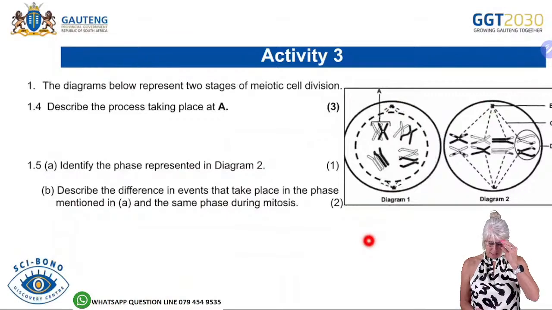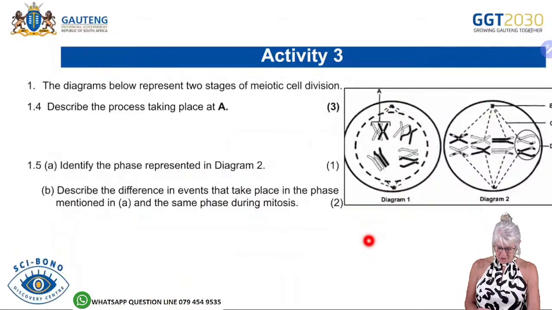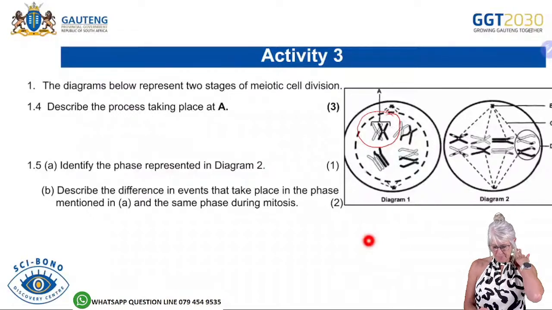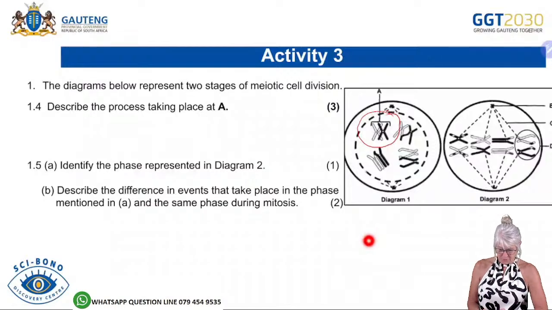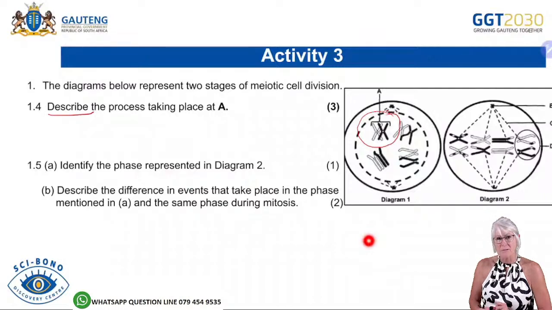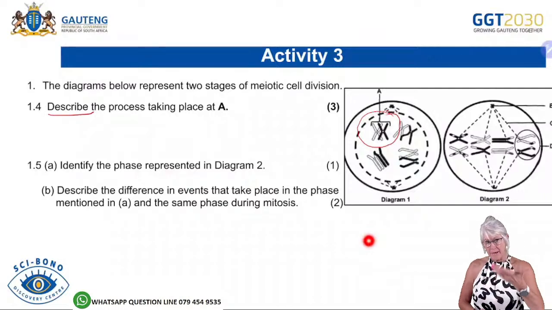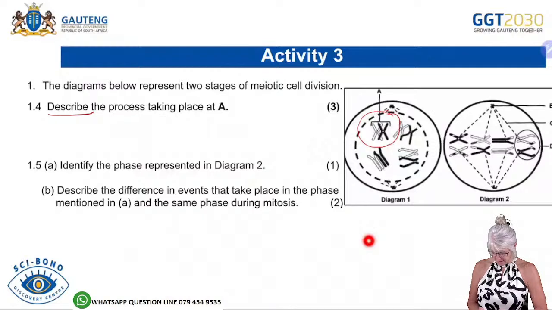Okay, so the same diagrams, the next question they ask us is, what is taking place at A? So here they've put a little bracket around and they've labeled that structure A. And so we know where the chromatids are crossing over, that is crossing over actually taking place, the process of crossing over. So now they're asking us to describe the process. So now we have to say what actually happens, how it actually happens.